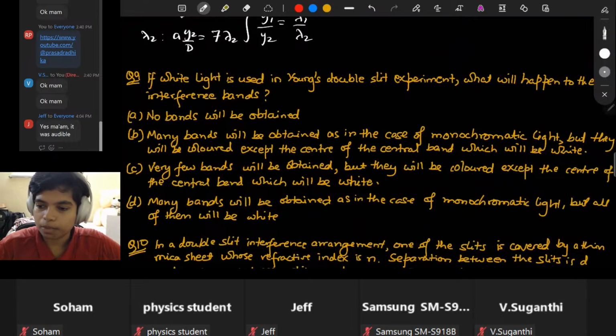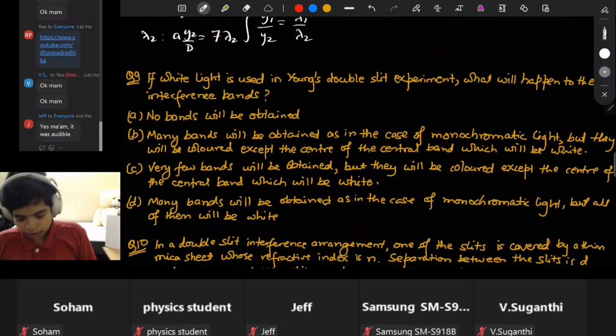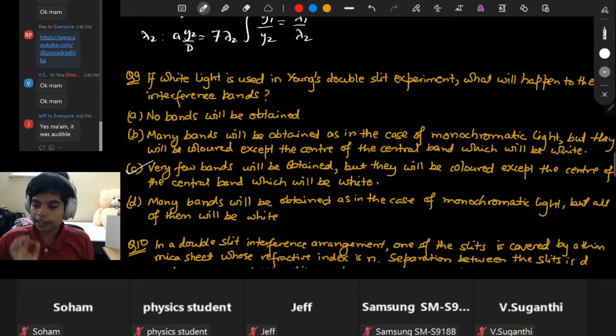Okay, so let me end the poll. So the correct option to this is option C. Very few bands will be obtained and they will be colored except for the center of the central band which will be white. Why is the center going to be white? Because you have constructive interference or maxima for all the wavelengths at the center. So when all the wavelengths or all the colors combine, they give you white color.